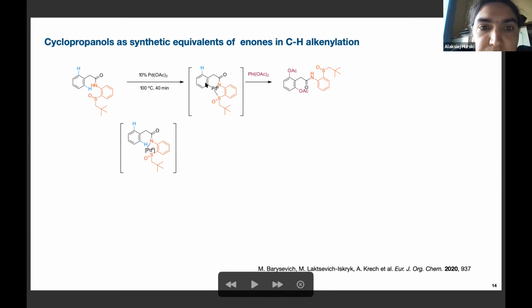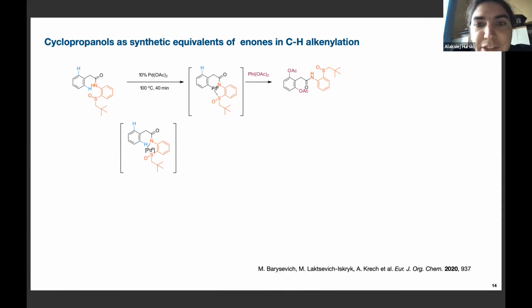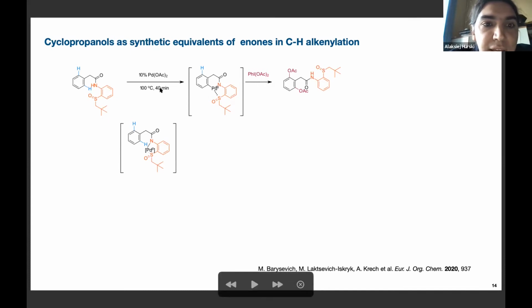And then the carbon-palladium bond undergoes oxidation with vinyl iodine acetate. And this happens twice, for one CH bond and for the other. This directing group we developed promoted this reaction with the highest rate. At 100 degrees, it took 40 minutes for the reaction to reach completion. And this directing group even catalyzed CH acetylation at room temperature. It's not shown on this slide.